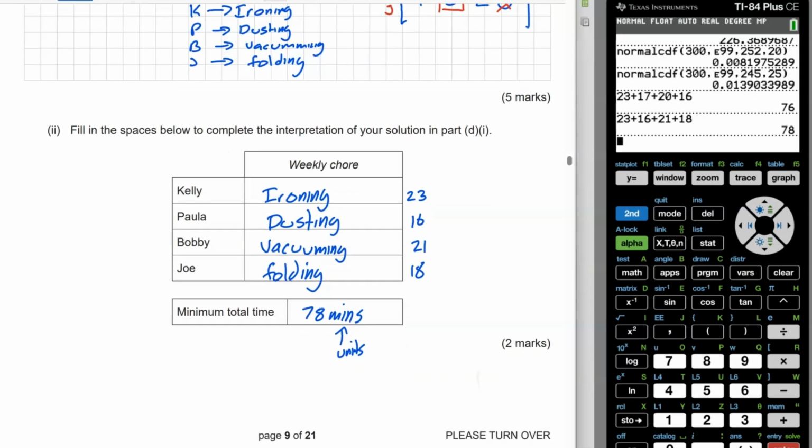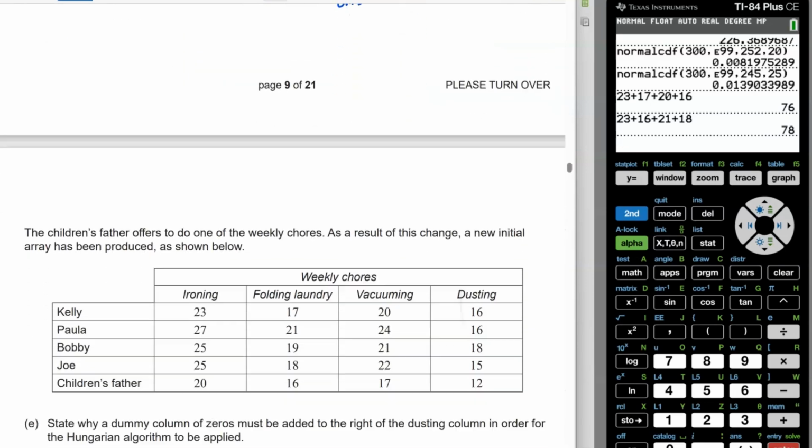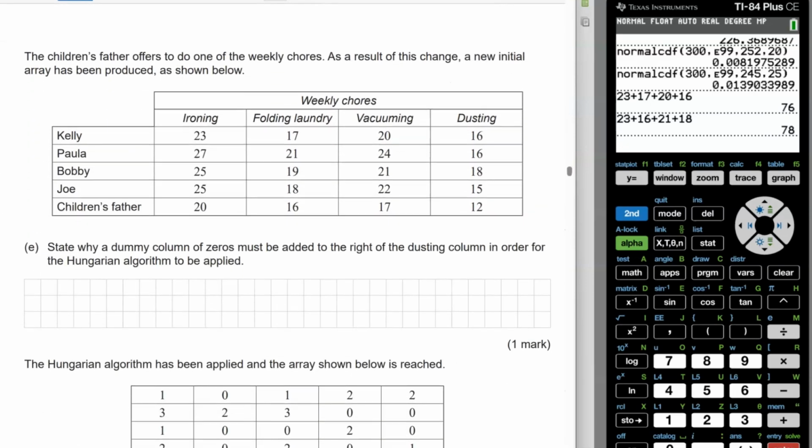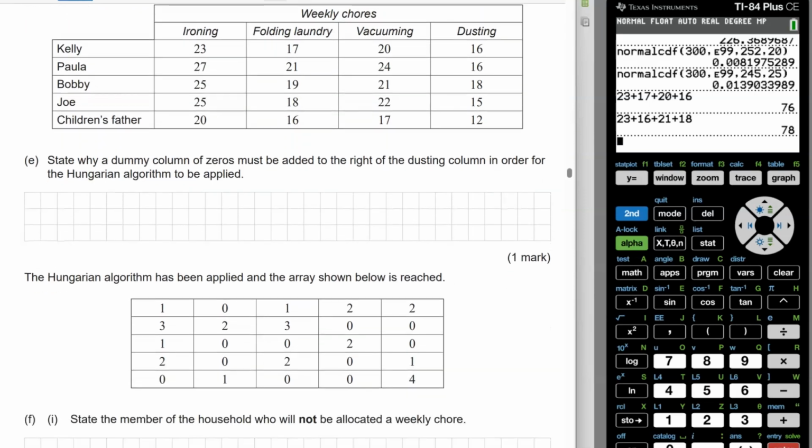So we're going to now flip over to the next page, and there's going to be a big change here. This time the children's father said that they will do one of the weekly chores. Very generous. And as a result of this change, a new initial array has been produced. Because he's taking, for instance, 20 minutes to do the ironing, 12 minutes to do the dusting, etc.